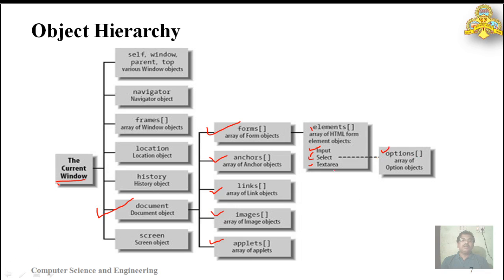So this is the hierarchy of objects. As already told, window also has some other objects as properties, that is navigator, frames, location, screen, etc. In our subject, we'll deal with only window, document, and forms and elements.